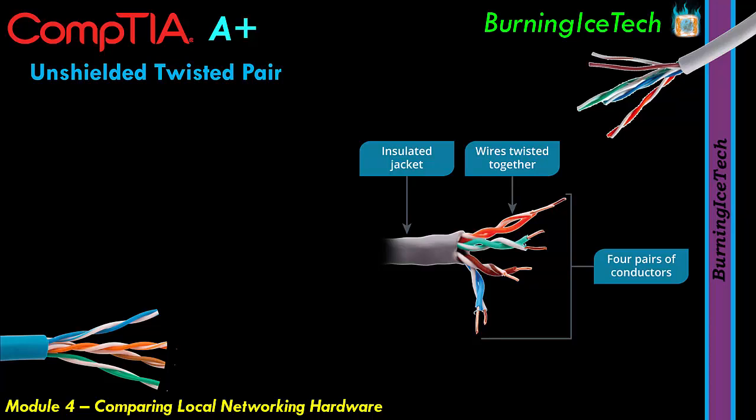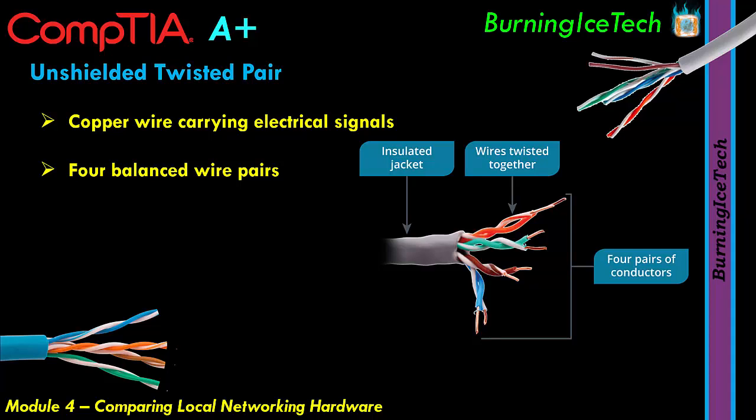So yeah, unshielded twisted pair is copper wire carrying electrical signals for your computers, your laptops, your whatever, on the network. It is 4 balanced wire pairs. So if you were to go and cut off that little coating, which is known as plenum on your LAN cable, you'll find it's going to expose 4 pairs of wires, 8 wires in total. So you will find orange and orange white, green and green white, brown and brown white, and lastly blue and blue white. You'll also notice that these are twisted around one another for some reason.